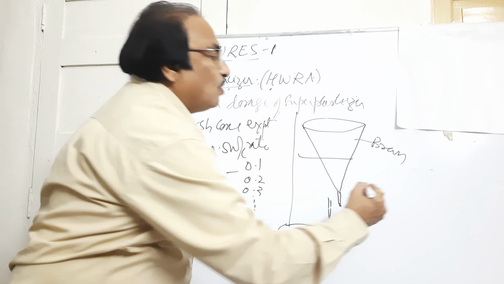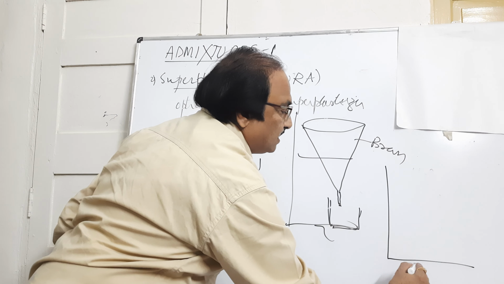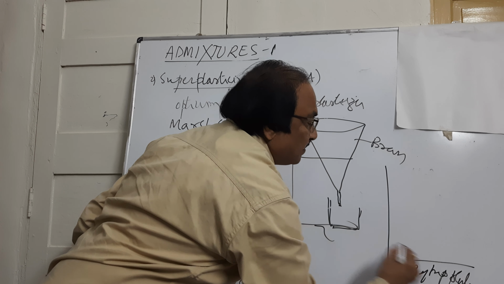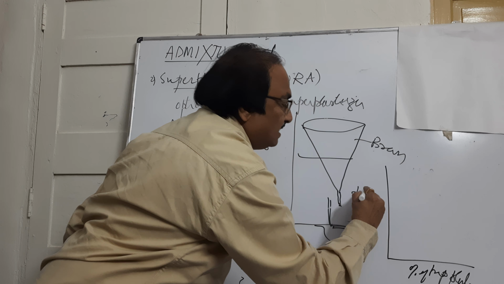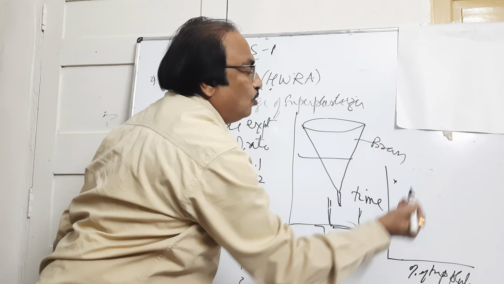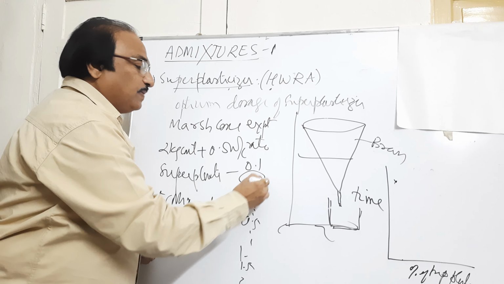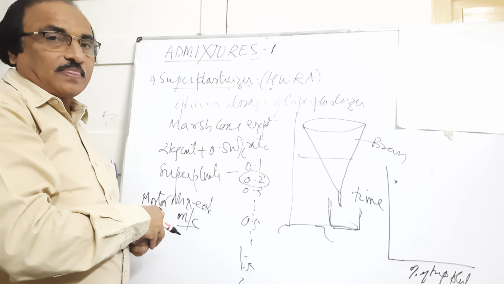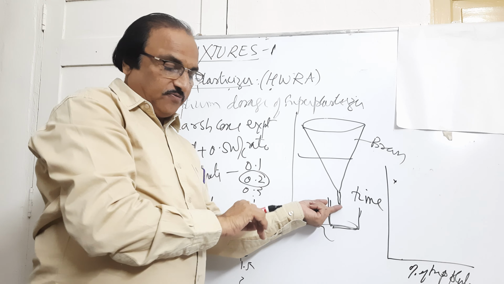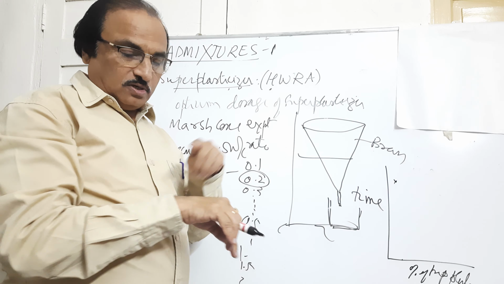So you can plot the graph for that. This is percentage of superplasticizer, and this is time. If I take it like this, when the superplasticizer is less, it will be taking more time. Suppose you have got something like that. Then next, we will add 0.2% of superplasticizer. Again fill in the cone, hold the mouth. Before releasing your finger, note down the time, allow it to flow. So note down the time.